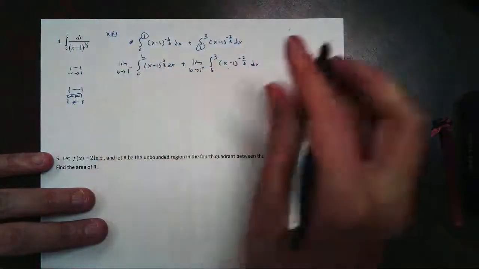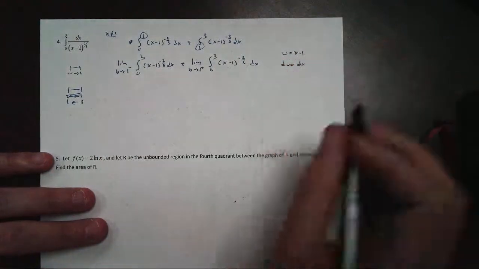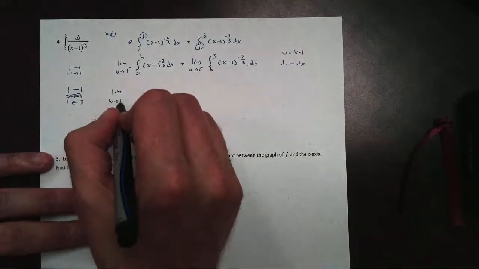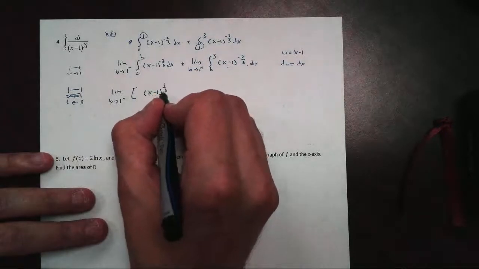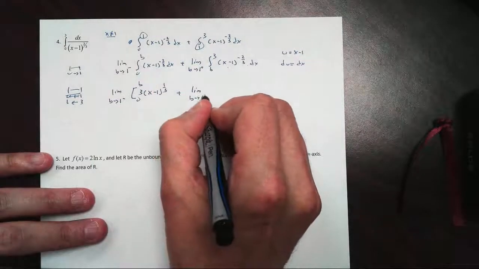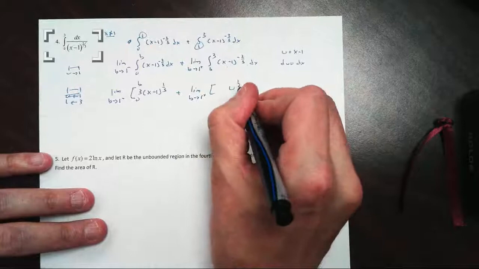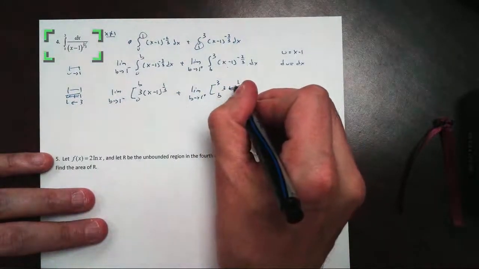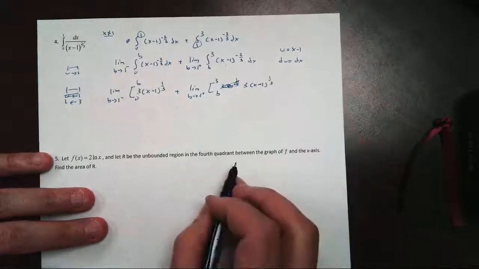Now when I integrate these, I'm going to use u substitution again, so I'll try not to make the same mistake twice. You never know. So when I use u substitution here, I get the limit as b goes to 1 from the left. This just becomes x minus 1 to the 1/3 times 3 from 0 to b. And the same thing here. Because remember, this is just u right here. And I'm going to get u to the 1/3 times 3 from b to 3. Oops, now I've got to replace my u. So I'm just going to write this as 3 times x minus 1 to the 1/3.